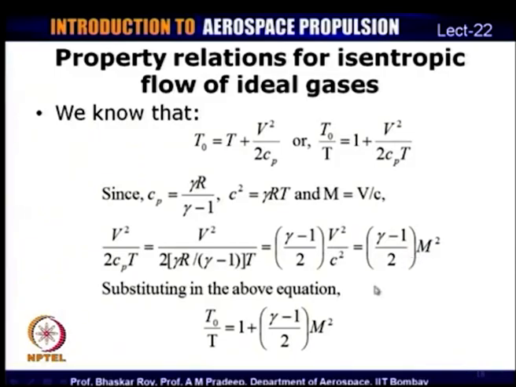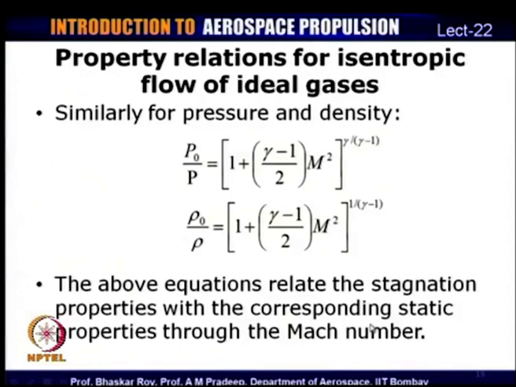So, if you substitute this in the first equation, we get T naught by T is 1 plus gamma minus 1 by 2 M squared. So, this relates stagnation temperature to static temperature through the Mach number. Now, this can also be extended to the corresponding pressure and density from the isentropic relations.